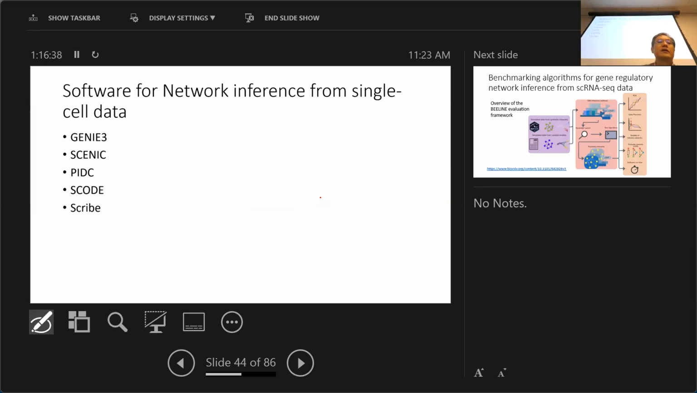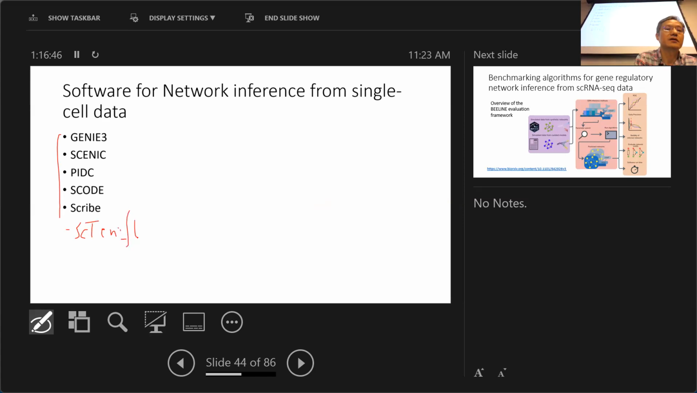So there are some commonly used methods. In our single cell package, we use so-called PCMAT. It's called principal component regression.